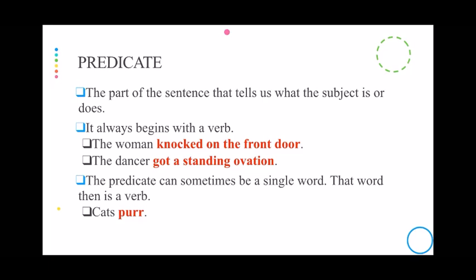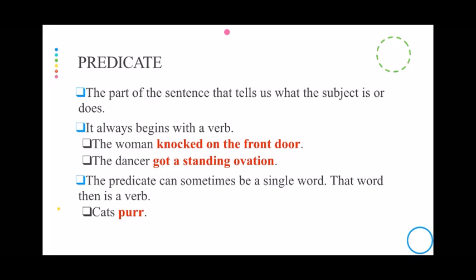So, the part of the sentence which is highlighted, it begins with knocked. Predicate always begins with a verb. The verb in the sentence is knocked. So, knocked on the front door is the predicate. The next sentence, the dancer got a standing ovation. Now, the dancer is the person who is doing the action and is the subject. Got a standing ovation is the predicate and it begins with the verb got.